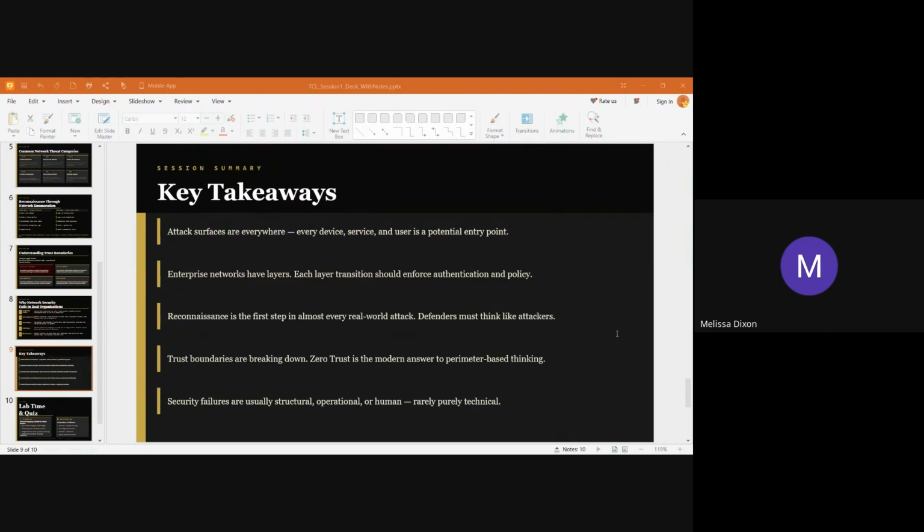So if you had to pick one of these 5 takeaways as the most important for a brand new security professional to internalize, which one do you think and why? There are no wrong answers.